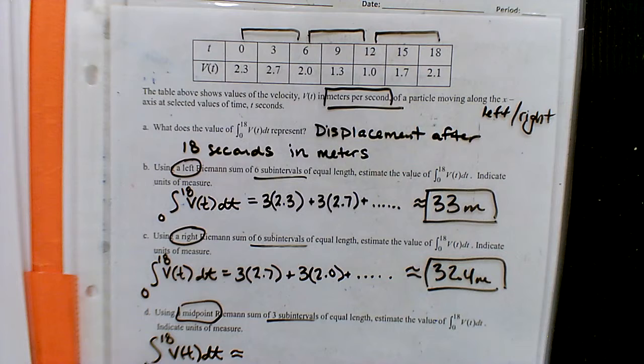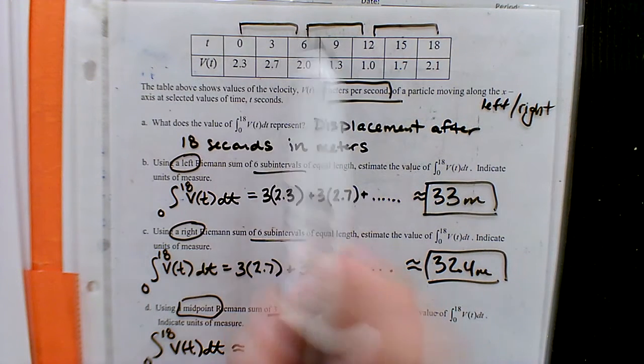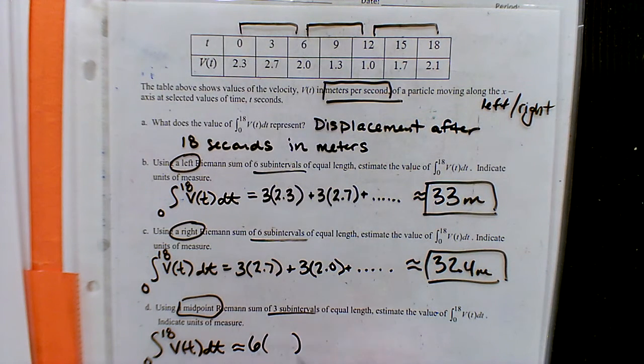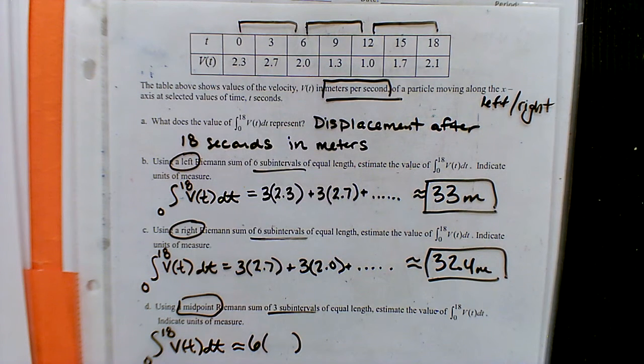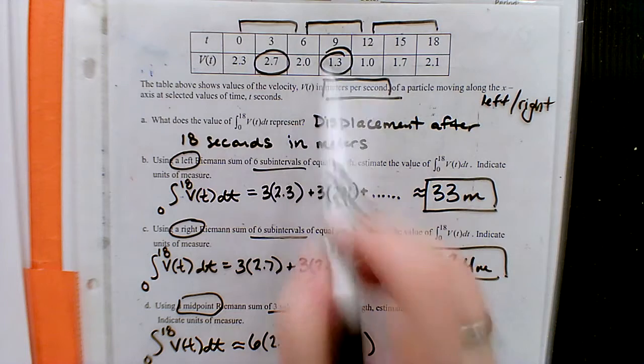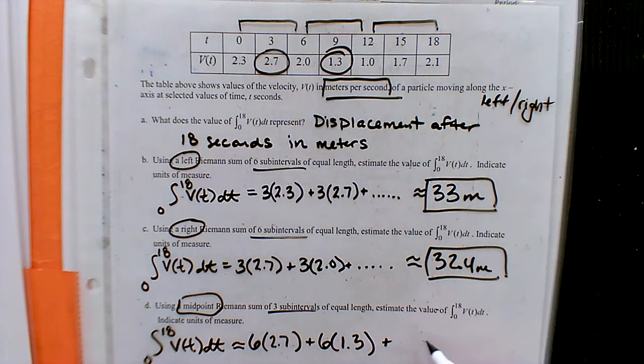Right, so using these 3 sections, the first rectangle has a base of 6 units, and then the height is going to come from the midpoint. So what would that be for this first rectangle? The height at the middle, based off the table, 2.7. Yep. All right, if we keep going, the next rectangle would have another base of 6, but a midpoint height of 1.3. And then you have one more to do.